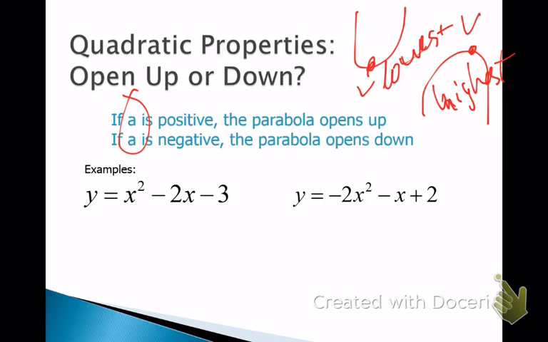So here in these two examples, y equals x squared minus 2x minus 3, this parabola will open up. And in the other example, y equals negative 2x squared minus x plus 2 will open down. And again, it's because of the signs on a. So then we'll have some idea of whether it's going to open up or open down.